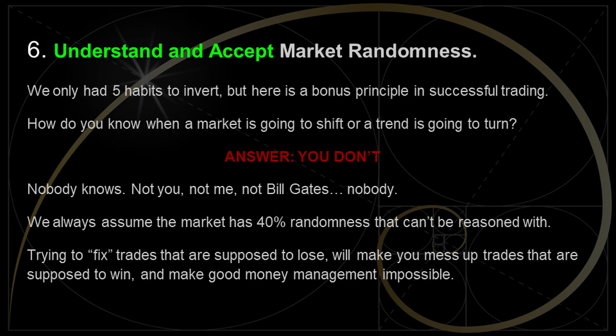I know we only had 5 habits to invert, but here's a bonus principle in successful trading. How do you know when the market is going to shift or a trend is going to turn? The answer is you don't. Nobody knows. Not you, not me, not Bill Gates. Nobody. We always assume the market has 40% randomness that can't be reasoned with. And trying to fix trades that are supposed to lose will make you mess up trades that are supposed to win and make good money management impossible.